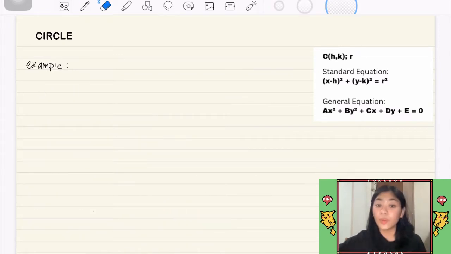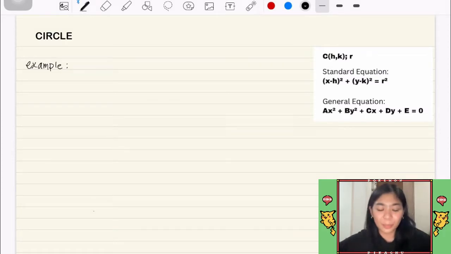So now that we know how to find the general equation of a circle from the given properties h, k, and r, next I am going to teach you how to find the center and radius of the circle from the given general equation. Now, let's have an example: x squared plus y squared plus 6x minus 12y minus 4 equals 0.